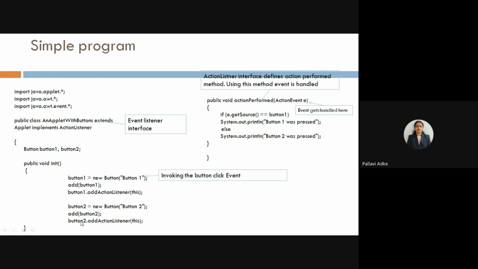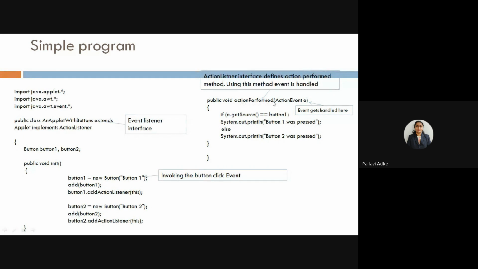So add button 2, button 2 dot addActionListener(this). Okay, so this was initialization, invoking the button click event. We have just told them that some actions we are going to perform on these buttons. Which actions will be performed, till now we have not told them, but some actions will be performed with those buttons. So we have connected it to the action listener. Now, the ActionListener interface defines the actionPerformed method. Using this method, the event is handled. Now, which actions are to be performed, we have to mention over here.